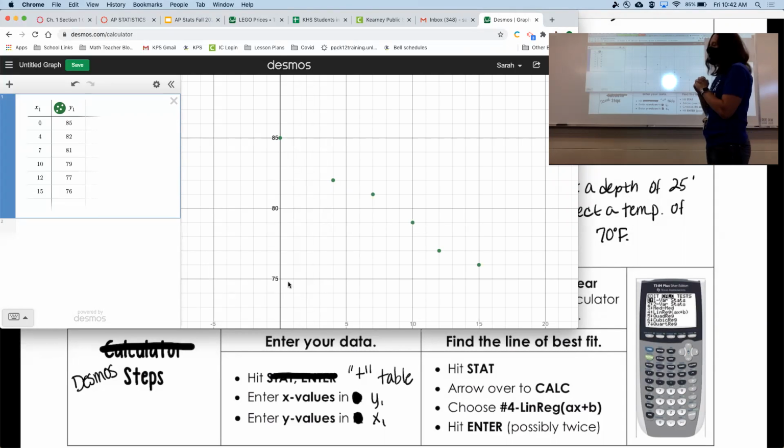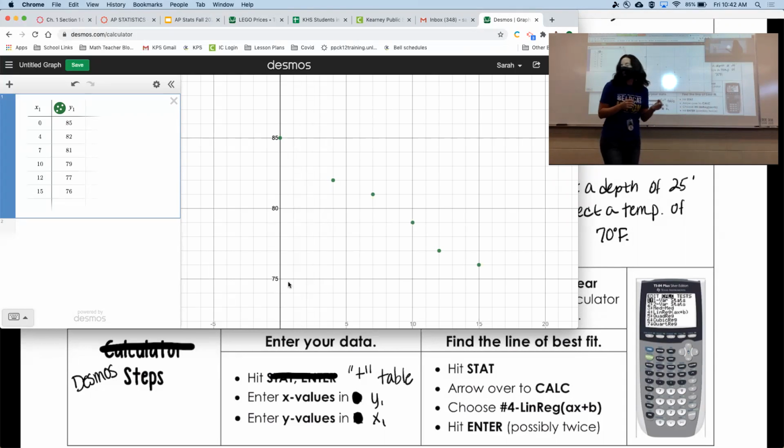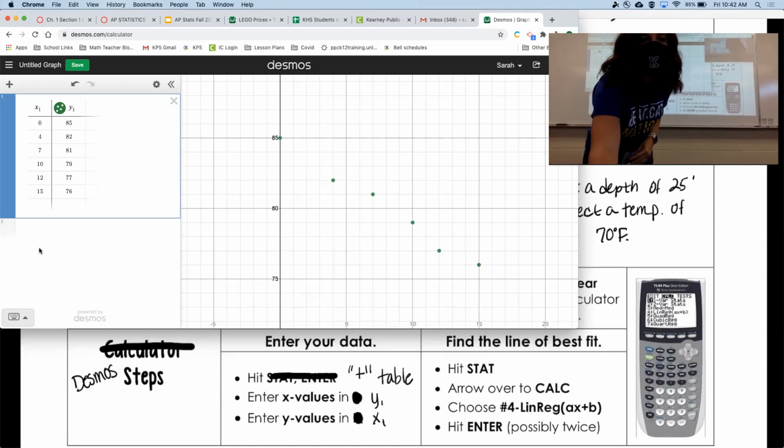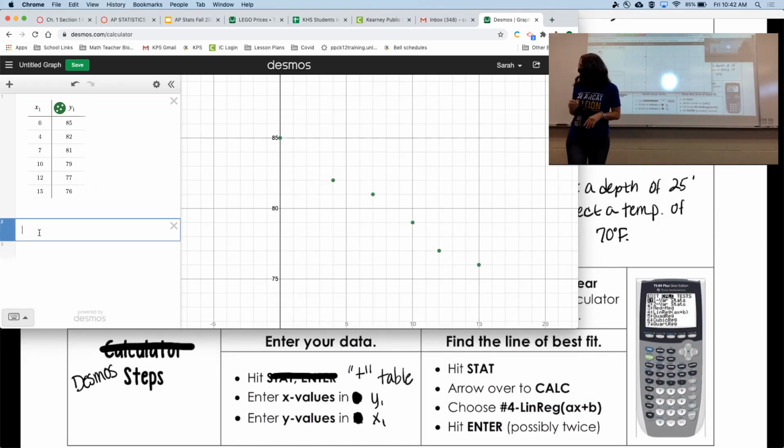And now we need to find our best fit line. This is going to be literally the best fit line. It's going to be the line that minimizes the distance between the line and all of those points. So to do that, you are going to click right underneath your table, right here after your 2, and you're going to type the equation.